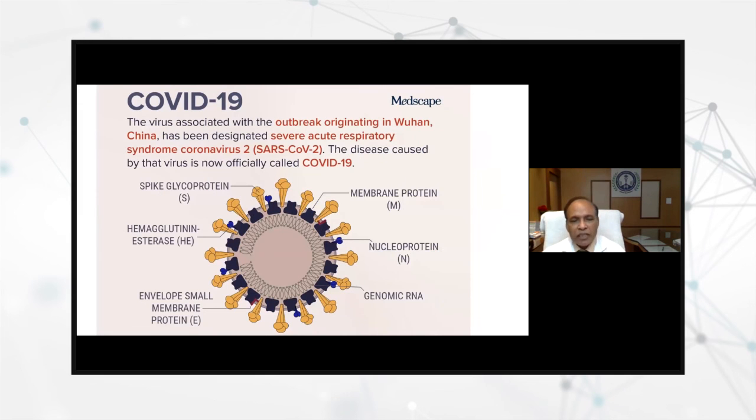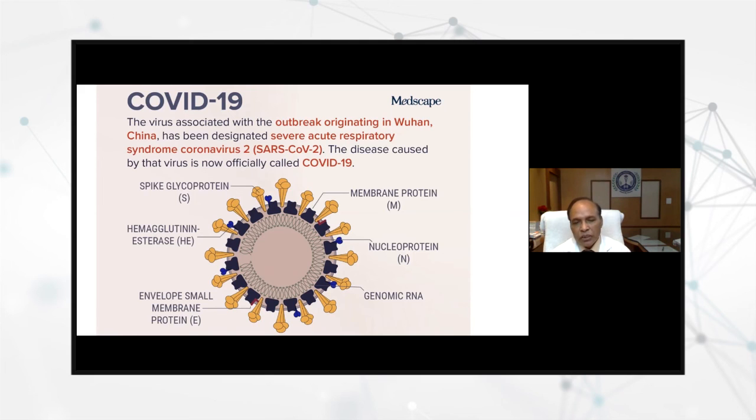Now, as I was saying, these are the spikes. If you see old kings, this is a crown-like thing, and that is how it appears. Then here you have the membrane protein and the nucleocapsid. Here is the RNA, and then there are some other antigens also. They hemagglutinate.